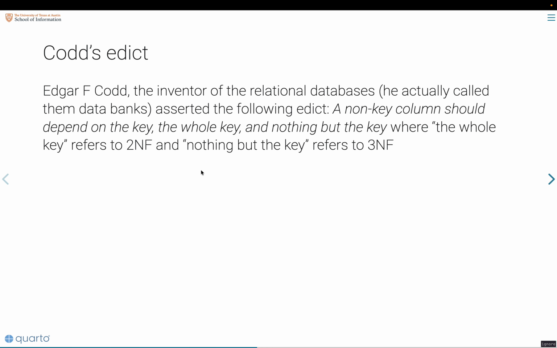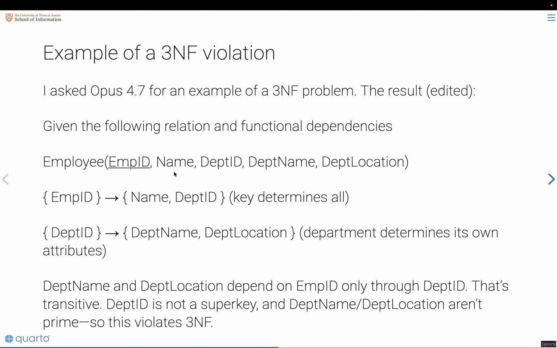And we can see this. Here's an aside. The inventor of the relational database said a non-key column should depend on the key, the whole key, and nothing but the key, where the whole key refers to 2NF and nothing but the key refers to 3NF. So here's an example of a 3NF violation. I asked Opus 4.7 for an example of a 3NF problem, and here's what it gave me as a result. Well, I actually edited this quite a bit.